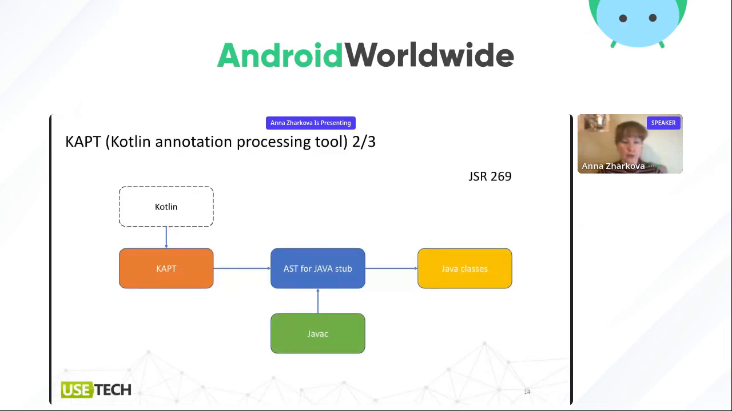So how does it work? Let's begin with KAPT as a starting point for Android. KAPT takes Kotlin code, which is then processed and compiled with analysis of the abstract syntax tree into Java stubs. So basically, we needed to provide some kind of Java stubs, and then these Java stubs are analyzed and produce some kind of Java classes that we will use with our Kotlin code.